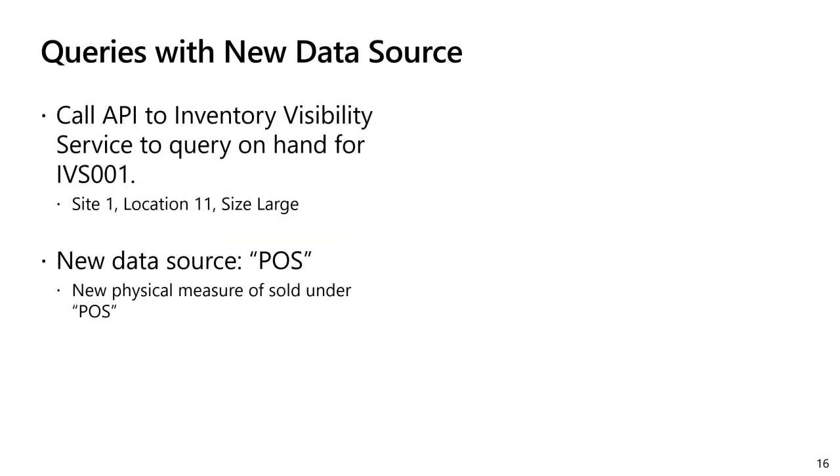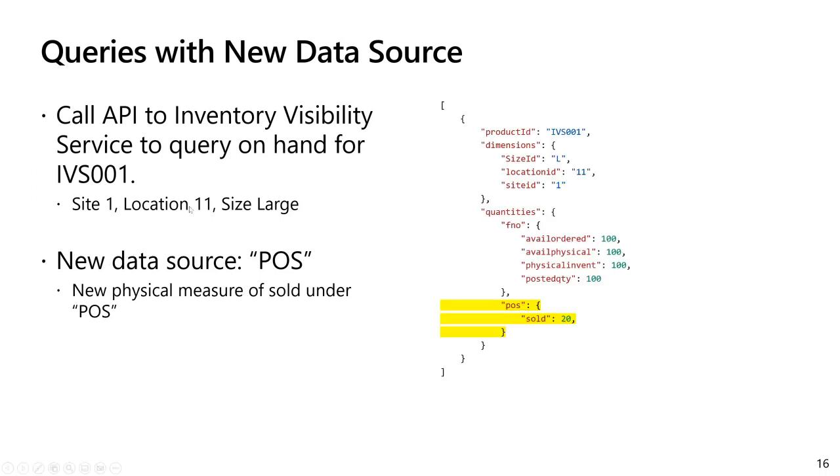And after we made the update, we can use the same query as the last time to see what is the difference for the new data source. We call the API to inventory visibility service of the index query to query the on-hand for item IVS001. As you can see on the right side, the results look similar to what we had last time, but contain a new entry that is highlighted. The highlighted entry is the result from the data source POS, and it has a sold quantity of 20 pieces in total.